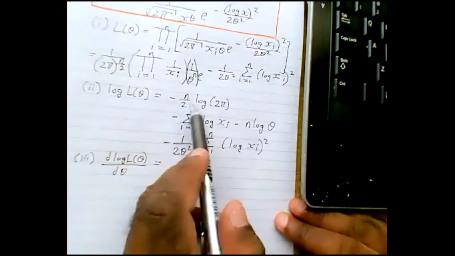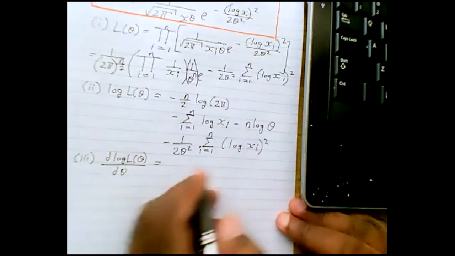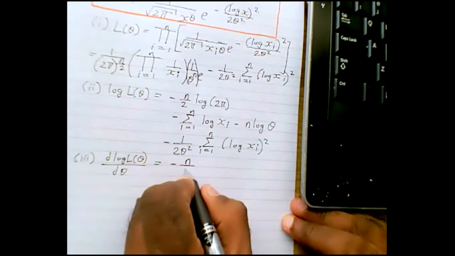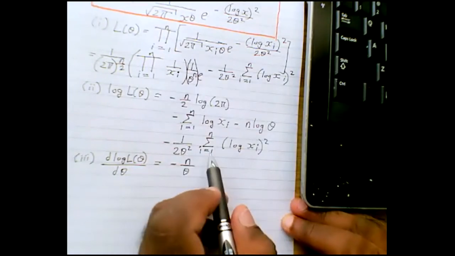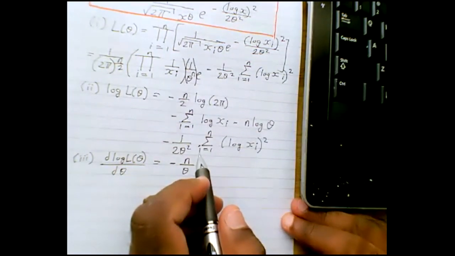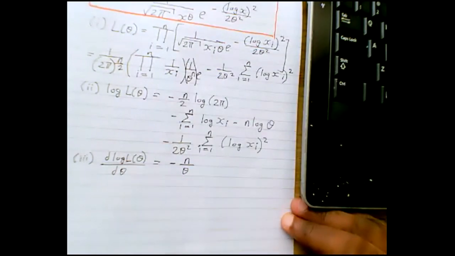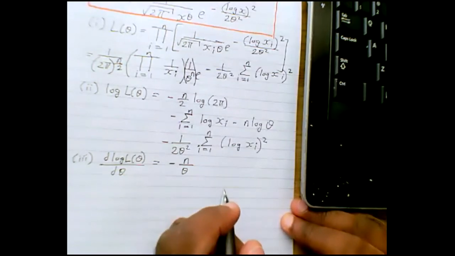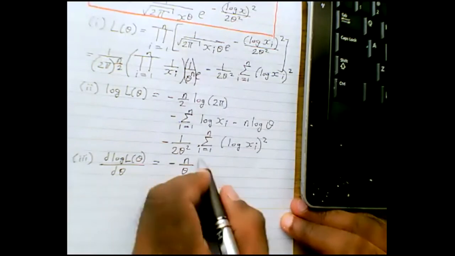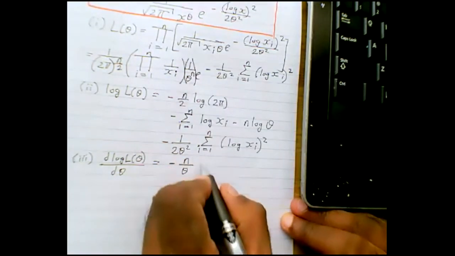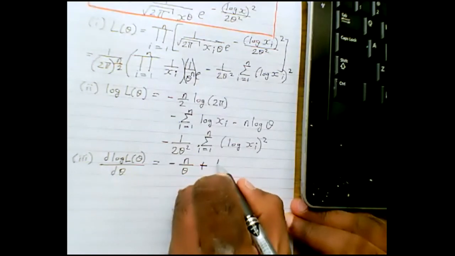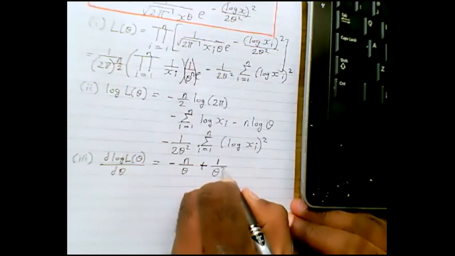Now this is a constant, so the derivative of this is minus n divided by theta, and the derivative of this with respect to theta. It doesn't matter, Vikram, whether it's theta or theta squared, because theta squared is a one-to-one function of theta. So the derivative of this with respect to theta is 1 divided by theta cubed.